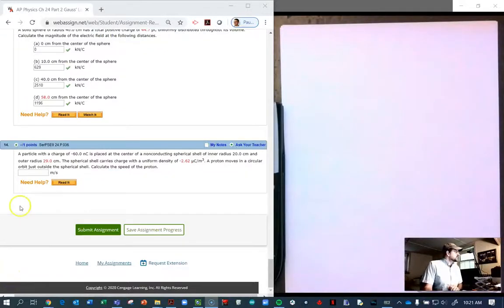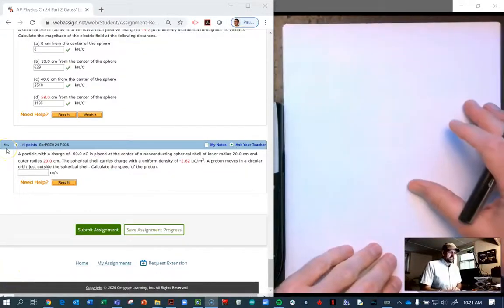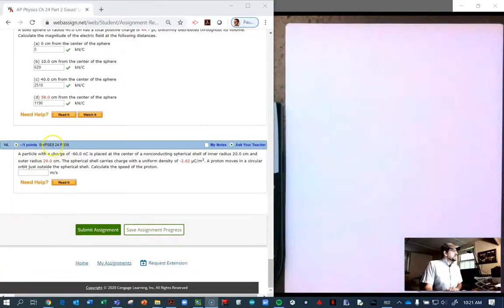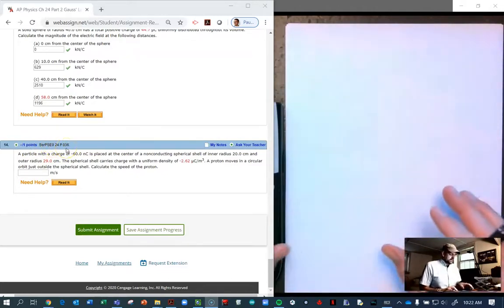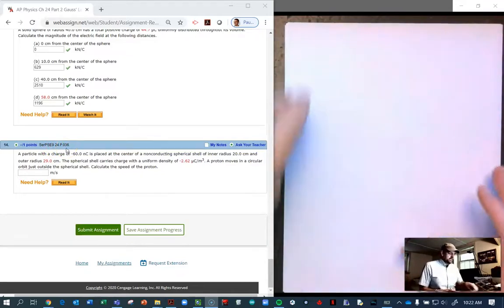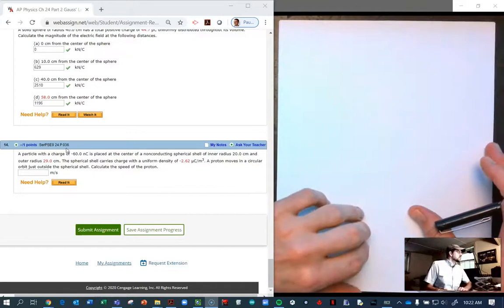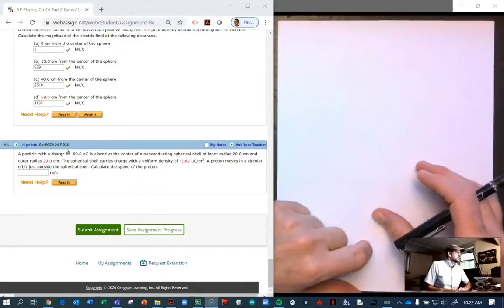Alright, we're down to our last problem. This is number 14 from the Gauss Law WebAssign. This comes from chapter 24 in Serway and Jewett, edition number 9. This is problem number 36. So this is a quite involved problem. Unfortunately, there are no intermediate little checks that we can make sure that we're doing it right, so we have to be careful all the way through.